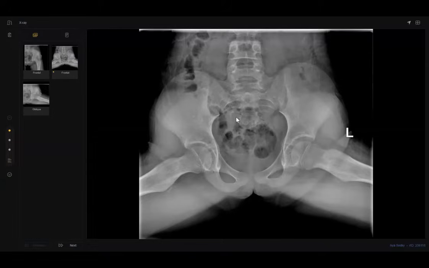I can see that there is a persistent sclerotic line right here in the femoral region. This may represent a femoral neck fracture. What will you do next? I want to immobilize the patient. I would also want to perform CT for further evaluation of this femoral neck region.